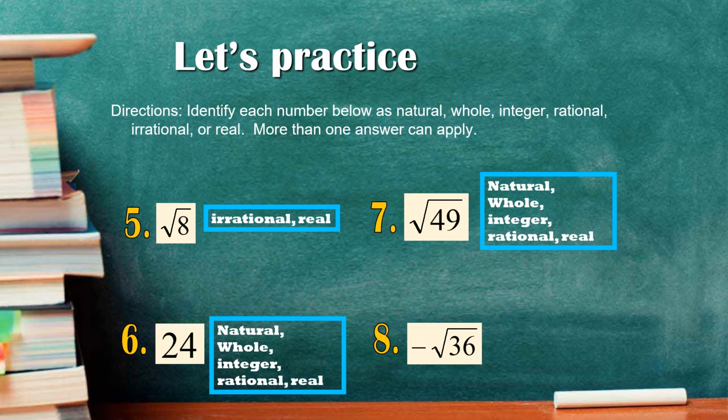Why? Because the square root of 49 is 7. So we are referring to 7, which is the answer for the square root of 49. So 7 is a natural, whole number, integer, rational, and real number. Then, negative the square root of 36 is an integer, rational, and real number. Why is it an integer? Because the square root of 36 is 6, and there's a negative sign, so negative 6. So it is an integer and rational, also a real number. Okay? Let's move on to the next one.